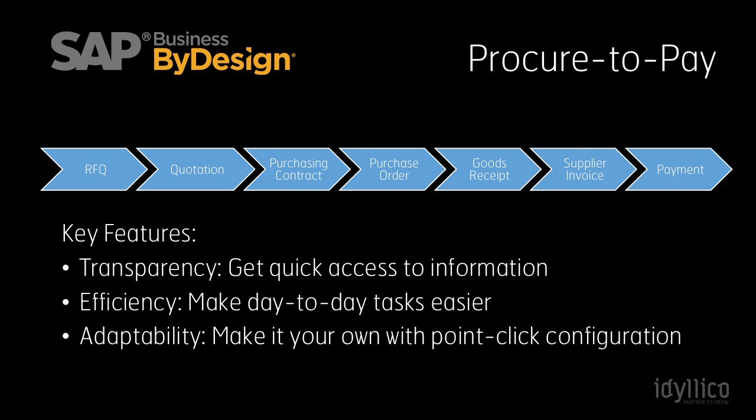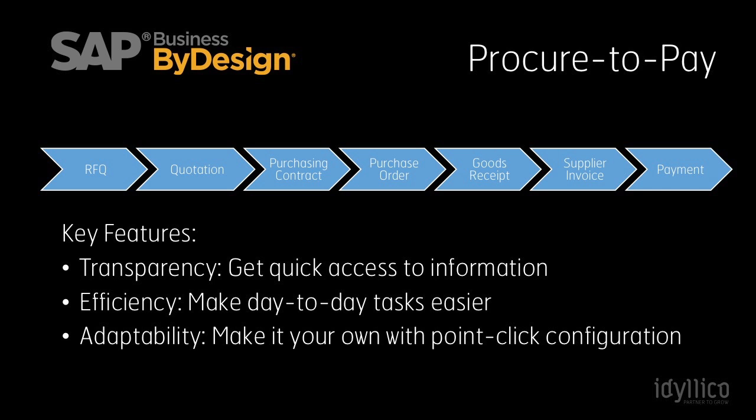So for a quick recap, in this session we have seen how we have created a RFQ from an existing item catalog. We created 2 quotations. We have compared our quotes and the winning quote has resulted in a purchasing contract. Then we created a purchase order, then a goods receipt. We have created an invoice and then finally the payment.